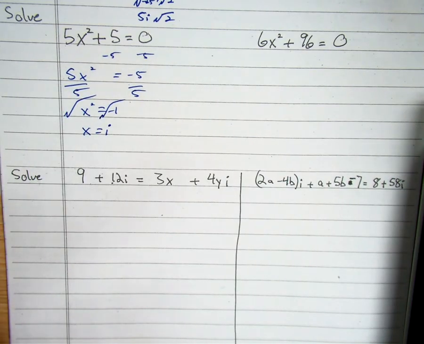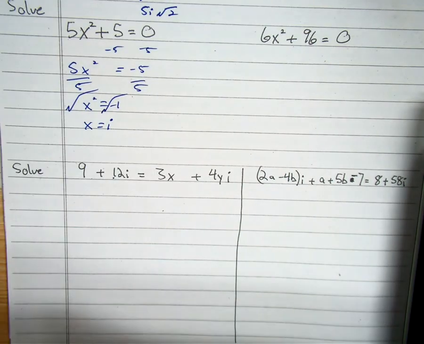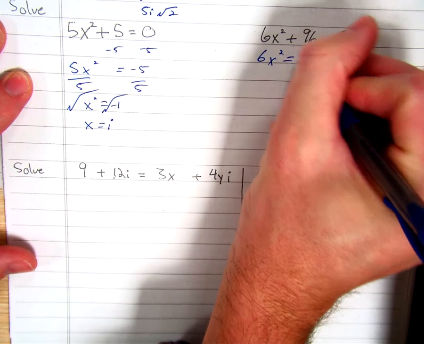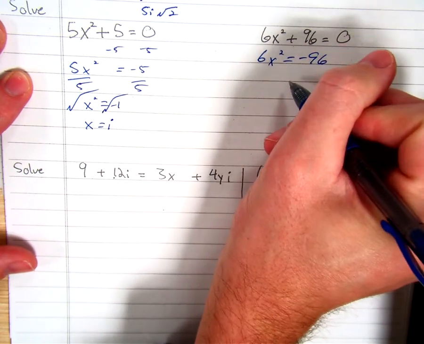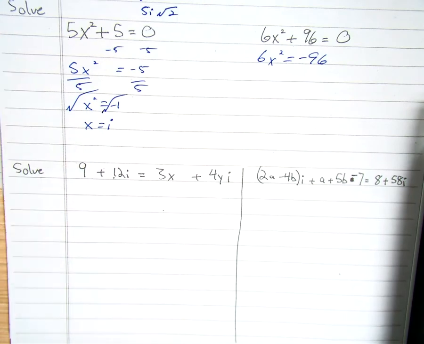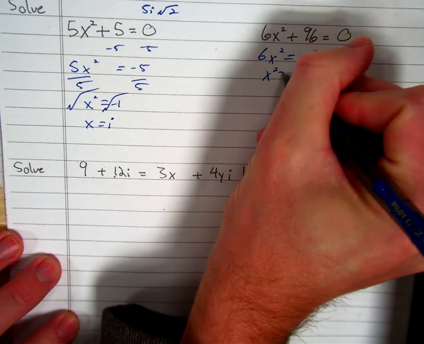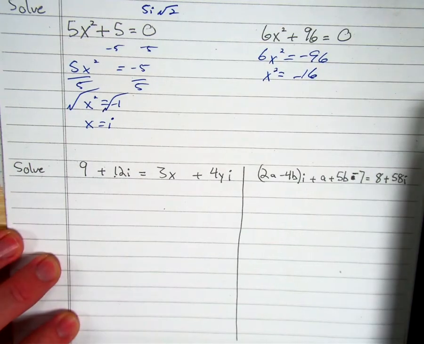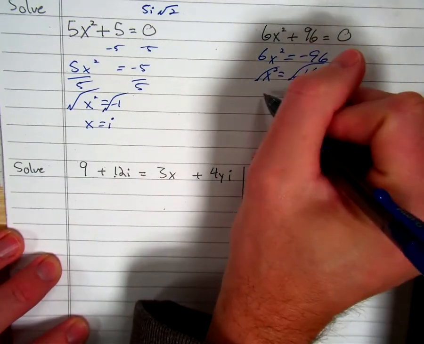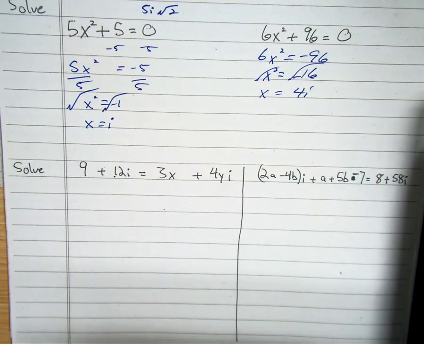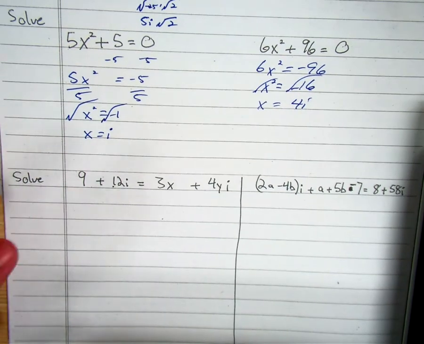Okay, go ahead and pause the video here and give the other one a shot. Alright, let's see how you did. We're going to subtract 96. Then we're going to divide by 6. For -16, and then when I square root, we'll get 4i. Okay, so that's one type of problem that you'll be able to do now.